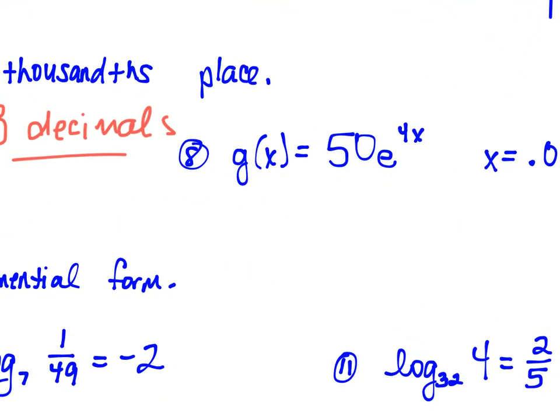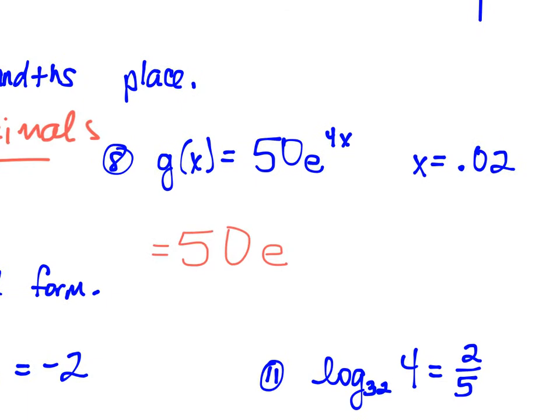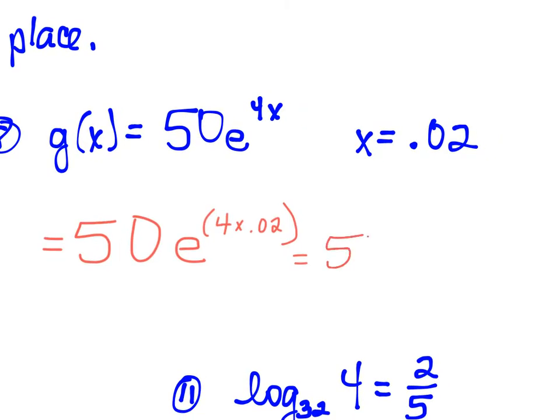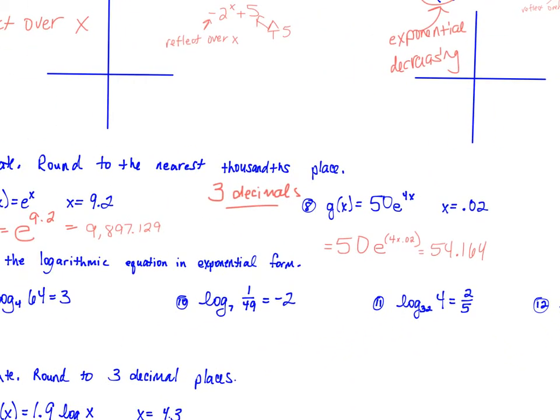This one just is going to make you say, hey, do I know how to use my calculator? I'm going to plug in 50, then you hit the E button. It should come up a parenthesis. Look, guys, it has to be 4 times 0.02, and you have to close the parenthesis. So what is 50? Then you hit E to the, and then 4 times 0.02. What are we getting? 54.164. Thanks. We okay with that? Okay.